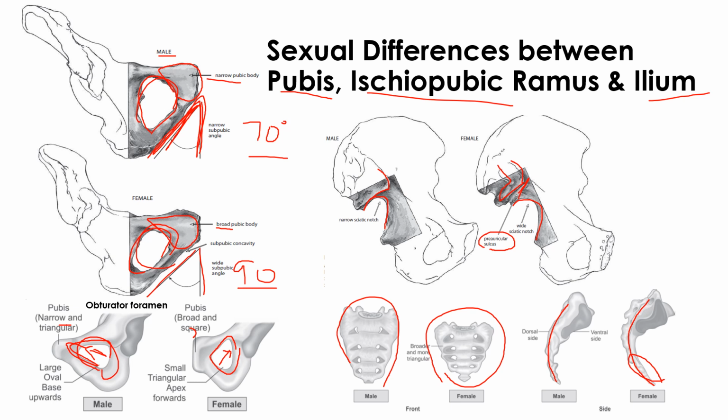And the sacroiliac articulation is larger in size at the ventral side for males, and it extends up to the third segment, whereas in females it extends up to only the second segment. So this is the second segment, and in this particular region it extends up to the third segment in males. So this is the difference between male and female in the pubis, ischiopubic ramus and ilium.